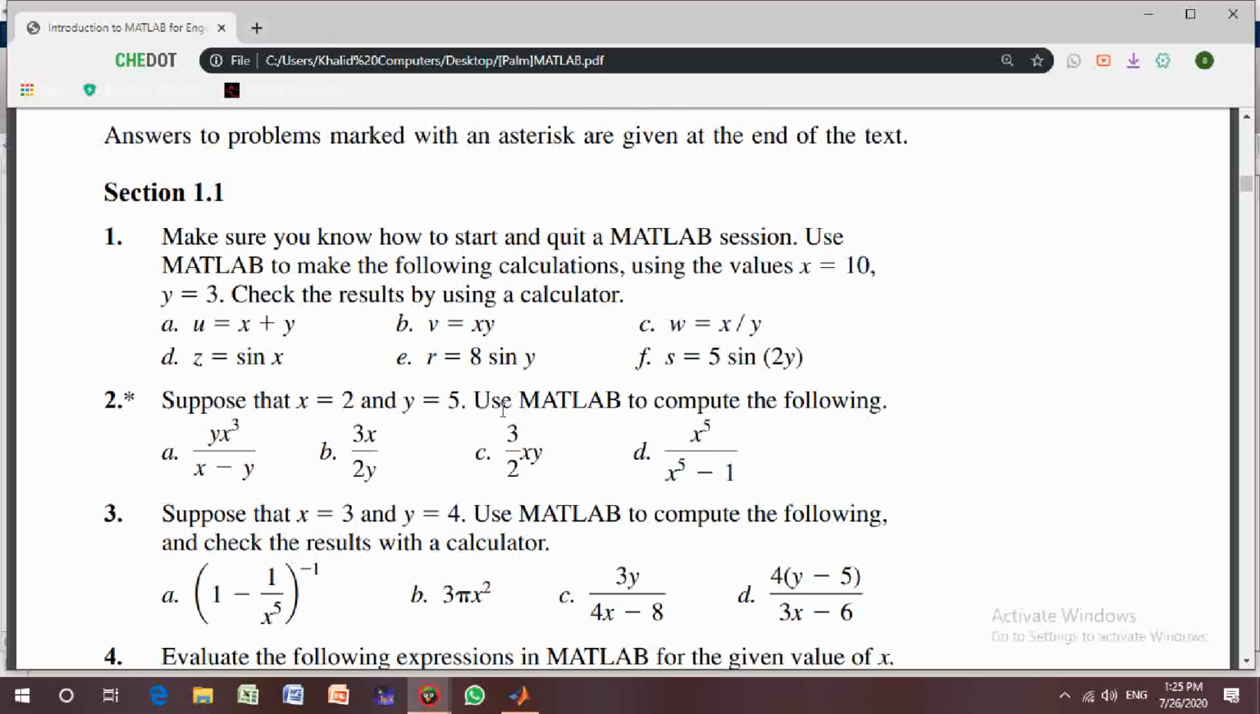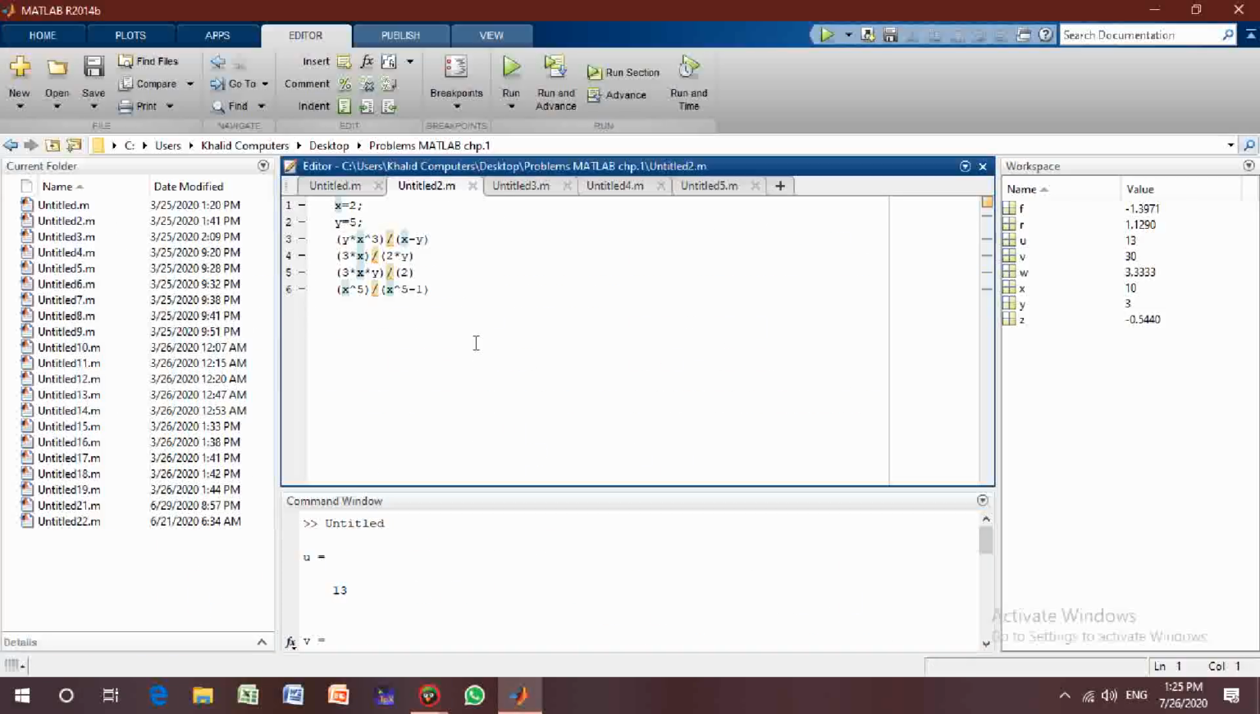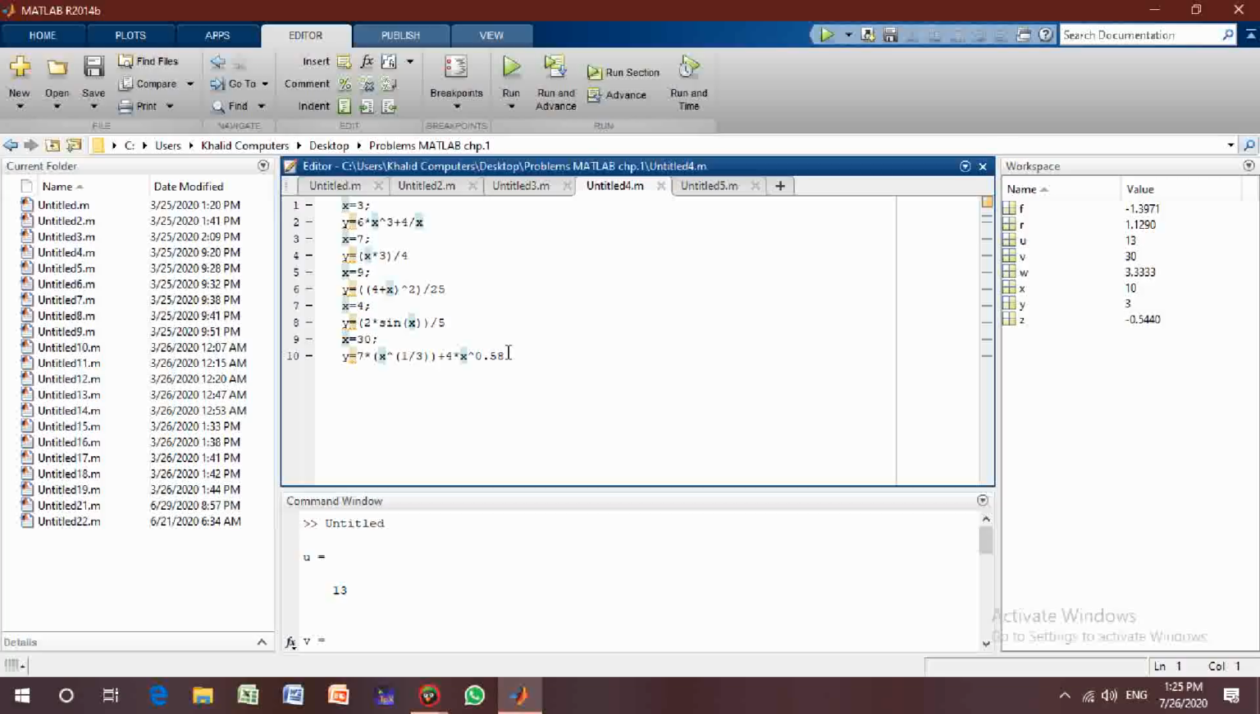Question number 2 statement is this, and its coding is, you can check it. x is equal to 2, y is equal to 5. First part is, second part is x star y, x star x power 3, and left division x minus y, and second part, this you can check. And third question is, fourth.